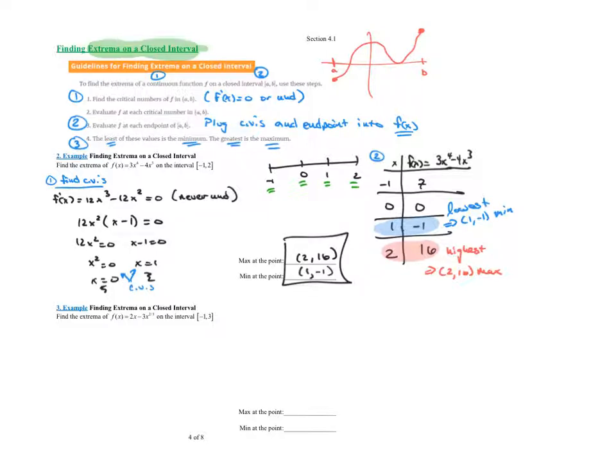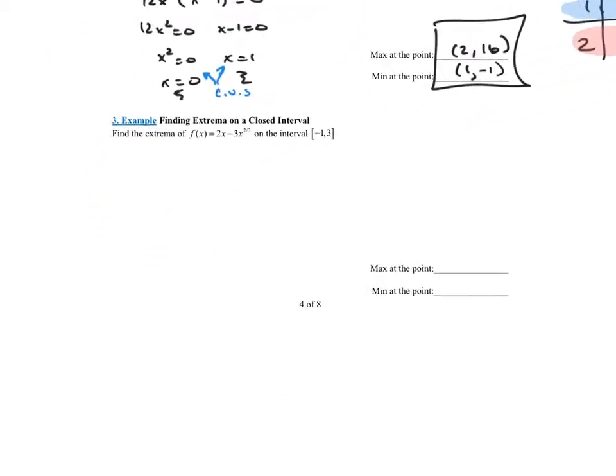I look at the interval with the endpoints and the critical values within that interval, and I test every point into the original function. The highest of the y values is the maximum. The lowest of the y values is the minimum. So hopefully now that you've actually seen it, this process makes a little more sense, and we can do the next problem a little faster.